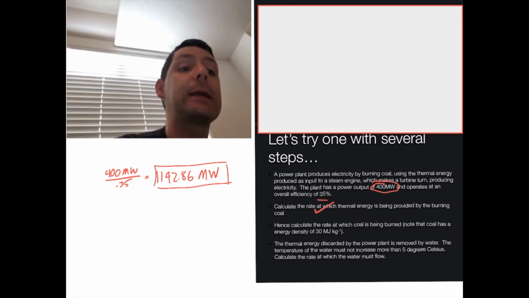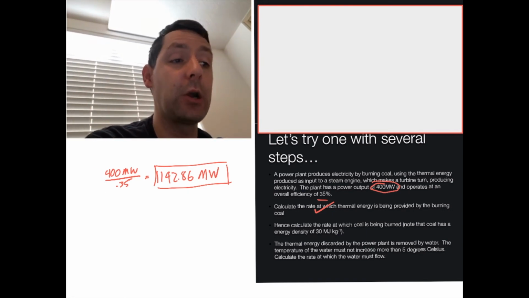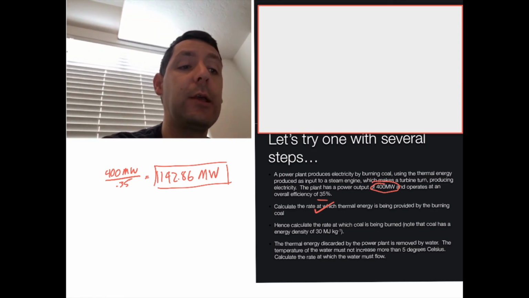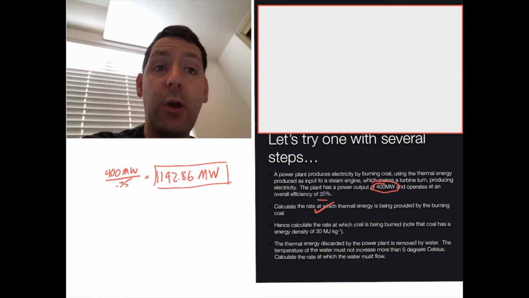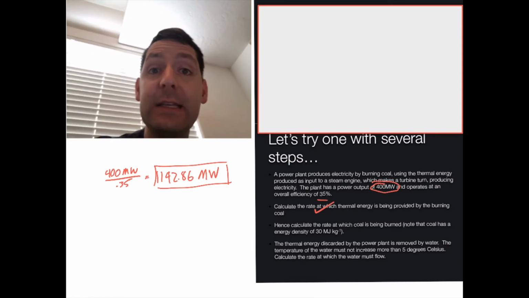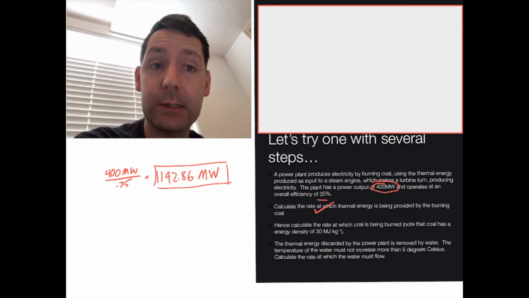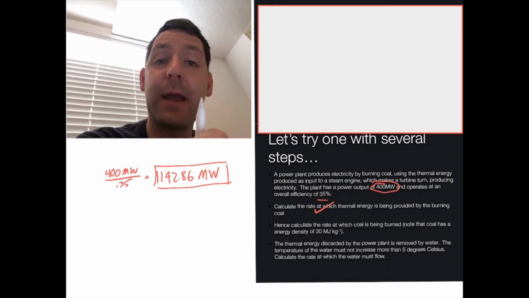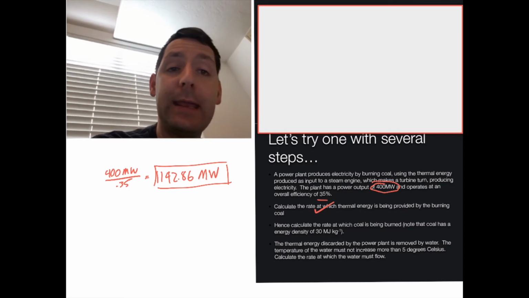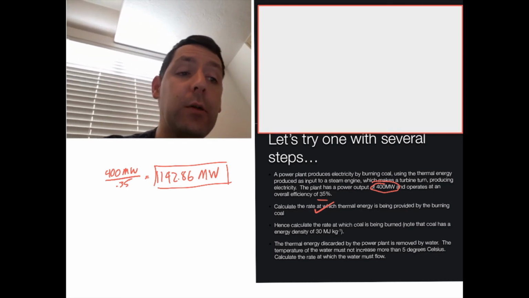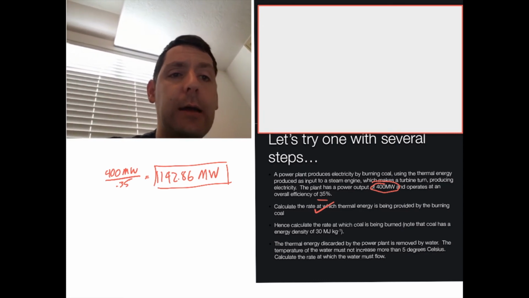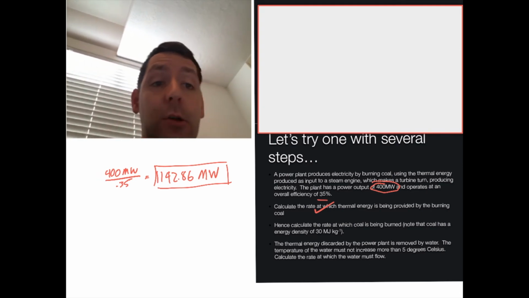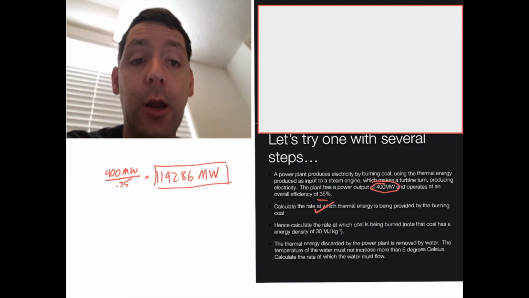So hence, calculate the rate at which coal is being burned. Note that coal has an energy density of 30 megajoules per kilogram. So how much coal is being burned? Well, we've seen this before. We actually saw this in one of our previous questions. We want to turn that power, that 1142.86 megawatts, into kilograms. It does say the rate, so let's go ahead and put this in using our conversions.